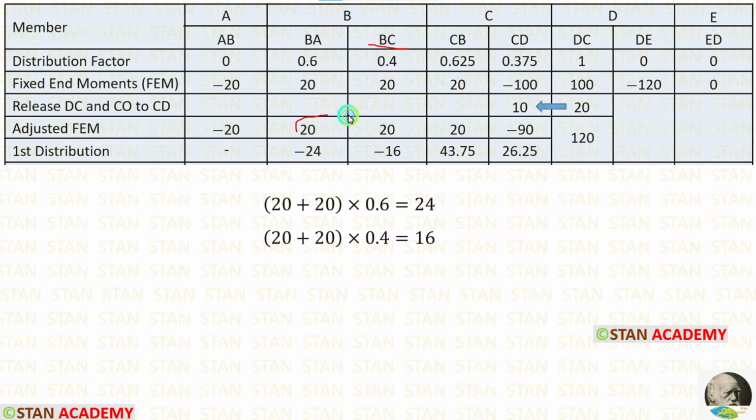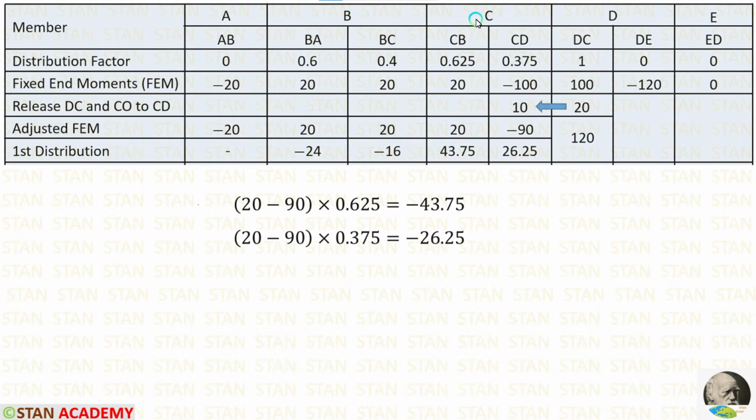For that, we have to add these two values and then multiply with the distribution factor at BC. When we do that, here also we are getting a positive value. So we are entering inside the table as negative. Now let us do the distribution in the joint C.